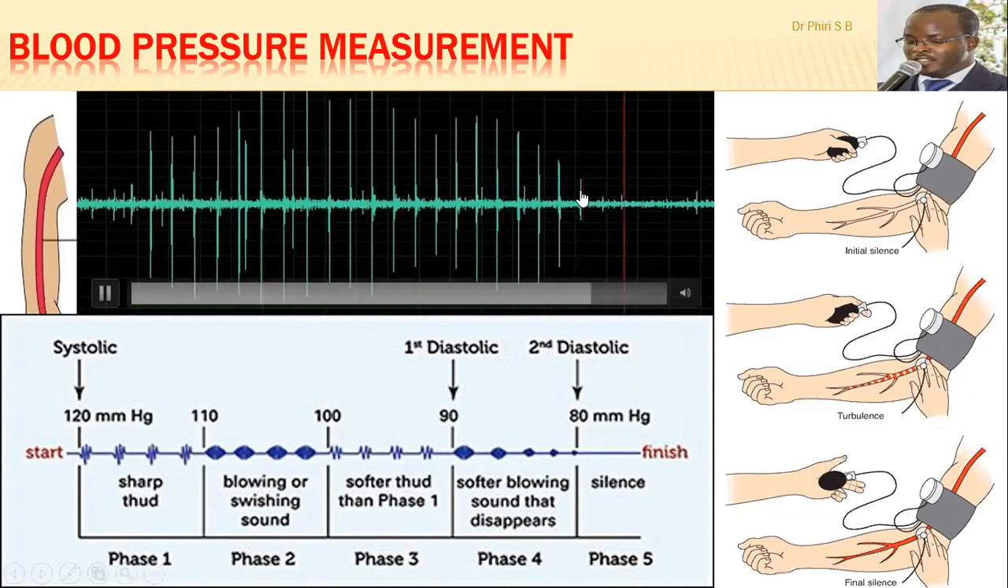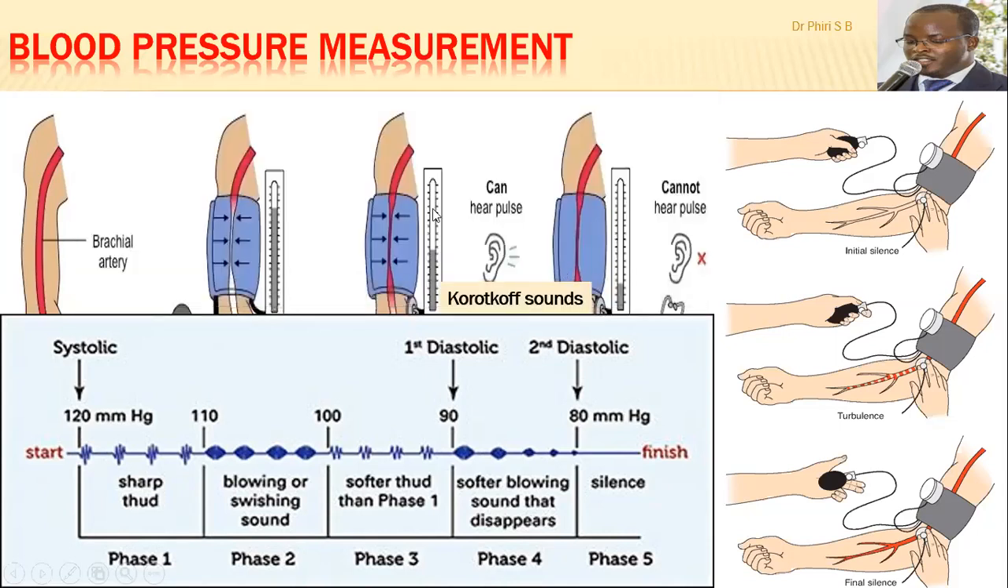The moment you hear the sounds, that will be your systolic pressure. The moment that the sounds stop, that will be your diastolic pressure. And this pressure, you will see it within the mercury bar here, the systolic pressure and diastolic pressure. Okay, enough for this. Let's just proceed.